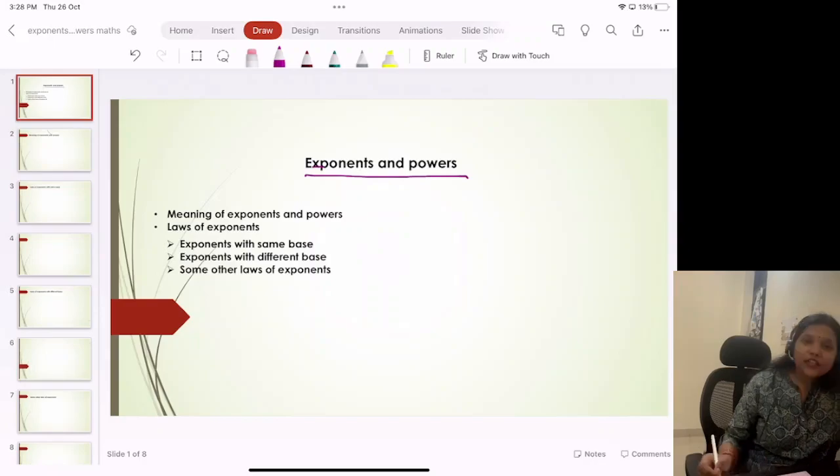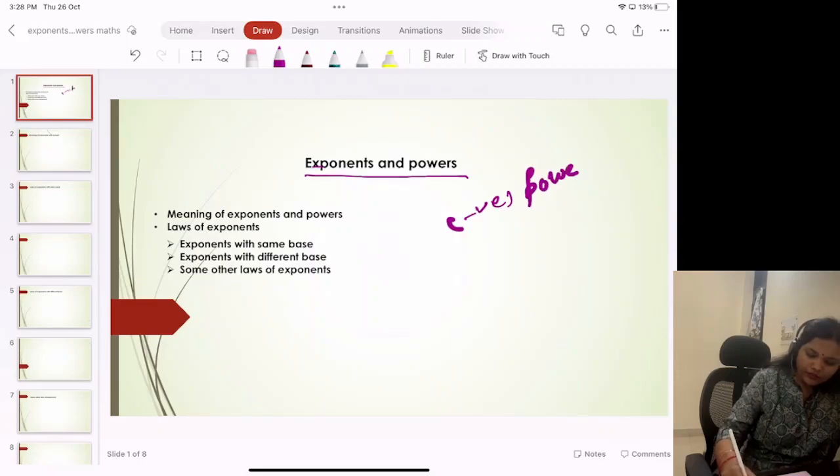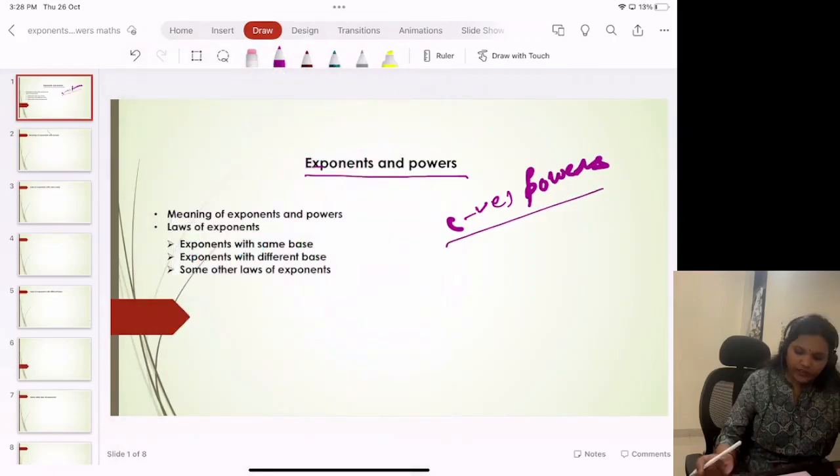The same chapter we have studied in class 7, but here we will basically be dealing with negative powers, right? Okay, so here we will be dealing with negative powers, and first we are going to study the meaning of exponents and powers, exponents with same base, with different base, and other laws of exponents.